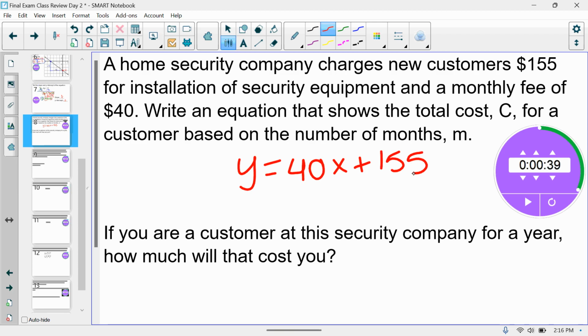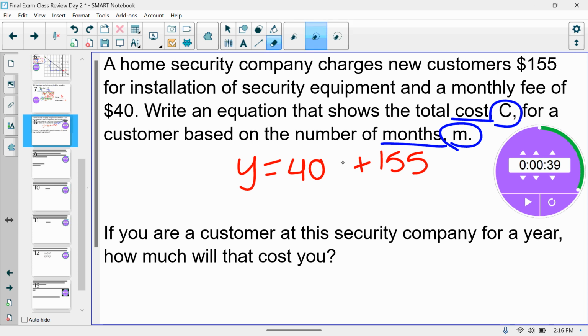Now, guys, we're so used to using y and x. Did you notice it wants us to use other variables, m for the number of months and c for the cost? So like right here is supposed to be an m, right? Because once again, if only 1 month goes by, you just pay $40 plus your setup fee. If 7 months go by, 7 times 40 plus 155 is how you would find out the cost, right? We're using c for cost.